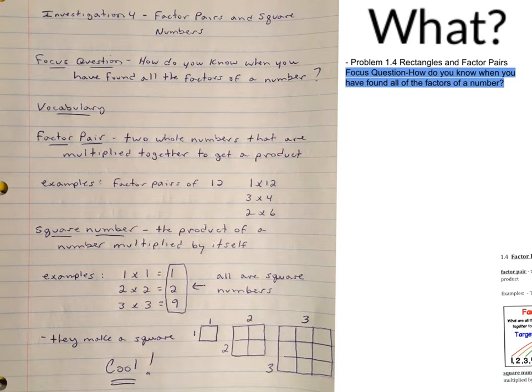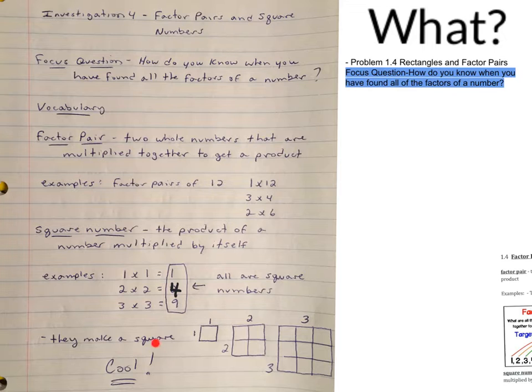Square number. What's a square number? The product of a number multiplied by itself. So any number such as 1 times itself, 1 times 1 is 1. 2 times 2 is 4. That's a typo, I'm going to fix that right now. 3 times 3 is 9.